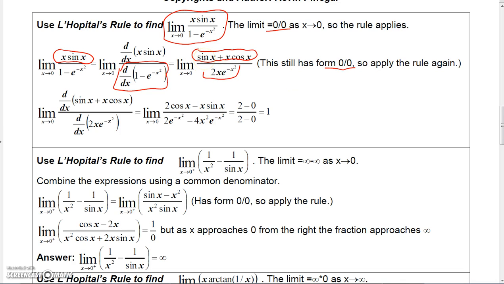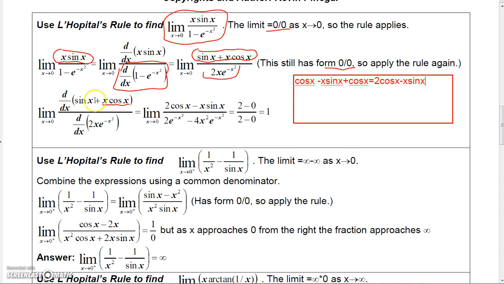If you take the derivative of sine x plus x cosine x, well, the derivative of sine x is cosine x, and you have to apply the product rule to the second term. And when you do that, you'll get minus x sine x plus cosine x. So actually, what you're going to get is 2 cosine x minus x sine x for the numerator.